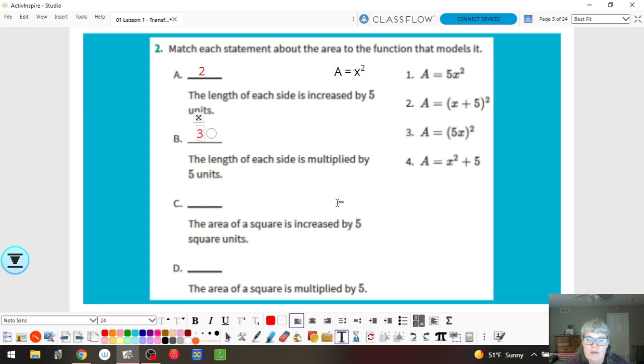The area of a square is increased by 5 square units. We know from our equation that the area is A equals x squared. We're increasing the x squared by 5 square units. That's going to be equation number 4. And then finally, D, the area of a square is multiplied by 5. The only equation that's left is number 1.